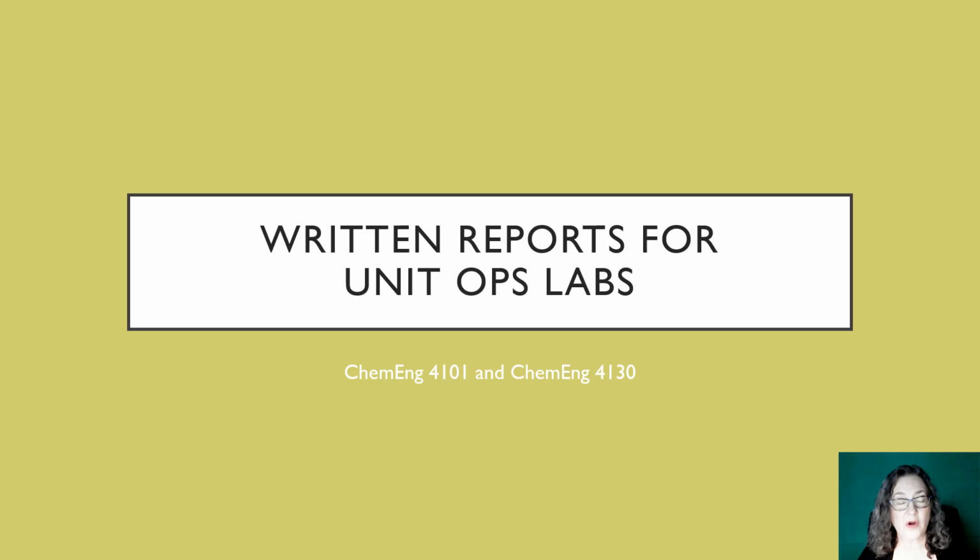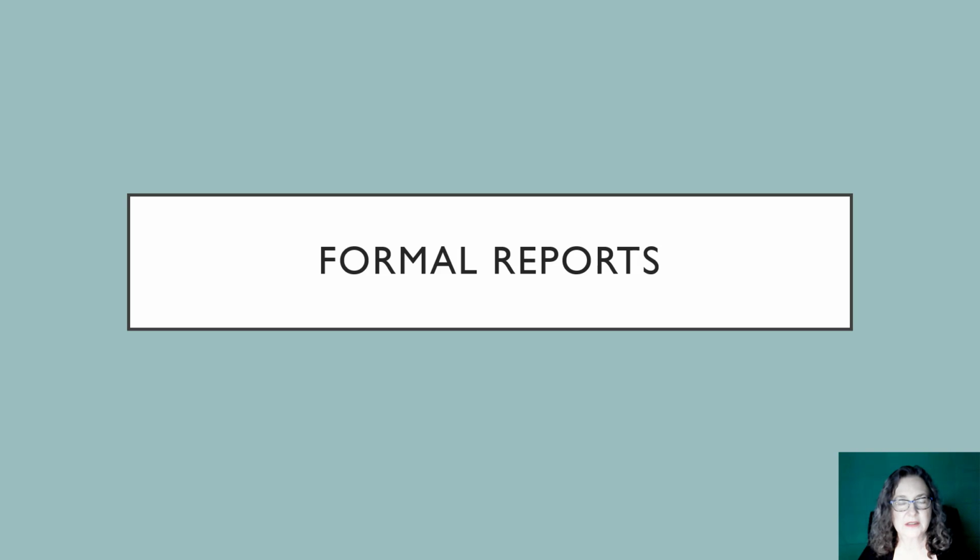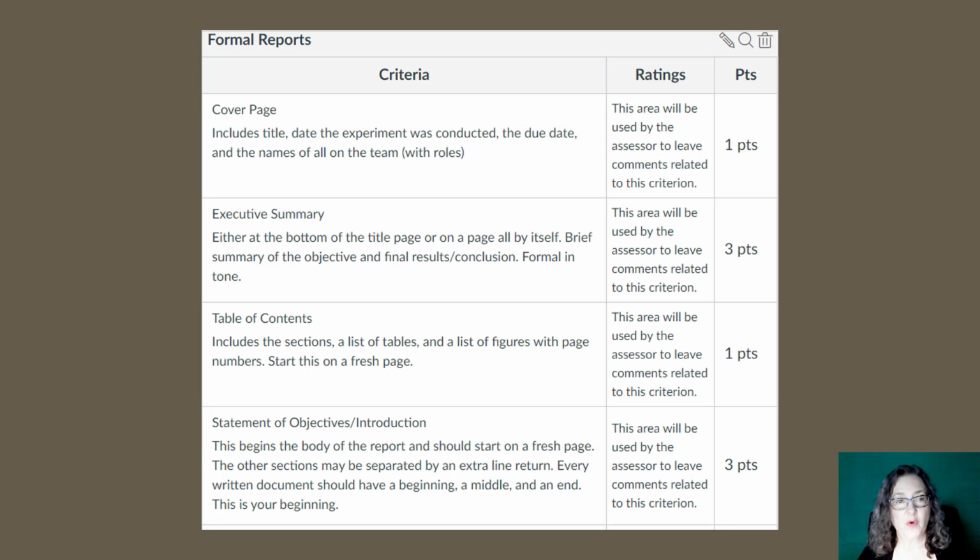I wanted to go over our instructions for the written lab reports for our unit operations courses. So there are two types. The first is a formal report. A formal report is going to be formal, as it's stated. You're writing this to an audience that is like the CEO of a company, someone you want to really impress.